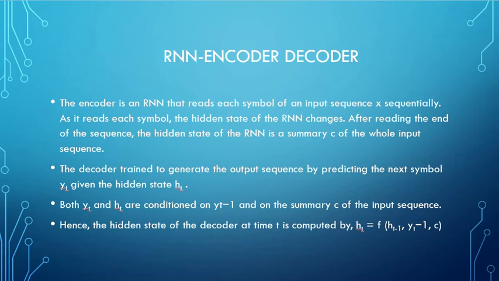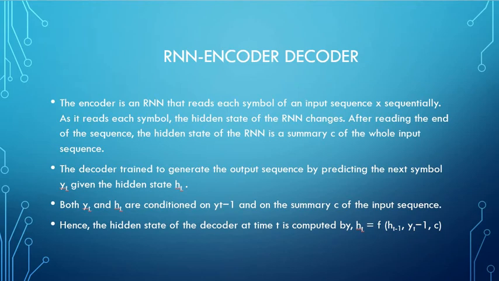This RNN encoder-decoder is an RNN that reads each symbol of the input sequence X sequentially. The encoder is an RNN that reads each symbol of an input sequence sequentially. As it reads each symbol, the hidden state of the recurrent neural network changes. After reading the end of the sequence, the hidden state of the recurrent neural network is a summary c of the whole input sequence. And the decoder of the proposed model is another RNN which is trained to generate the output sequence by predicting the next symbol yt given the hidden state ht.